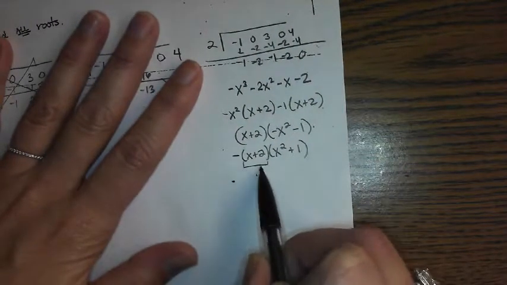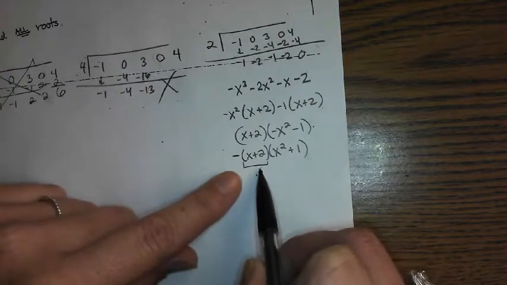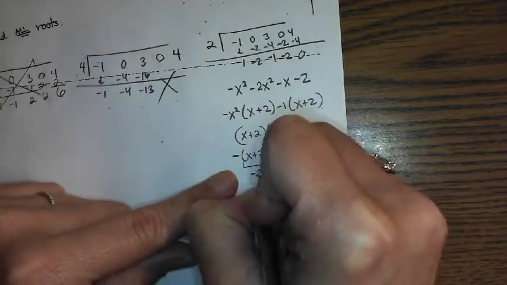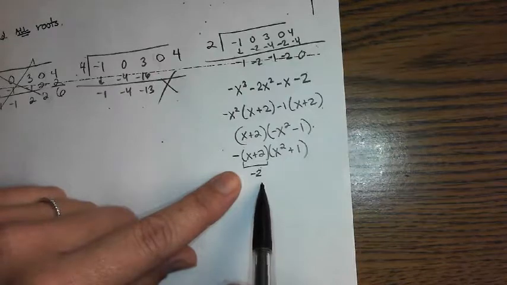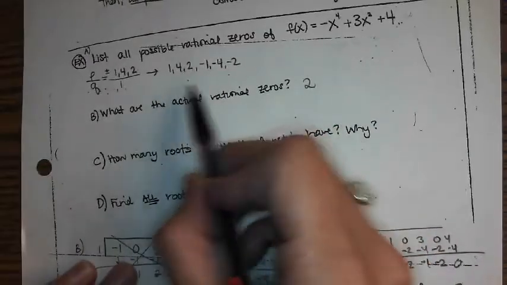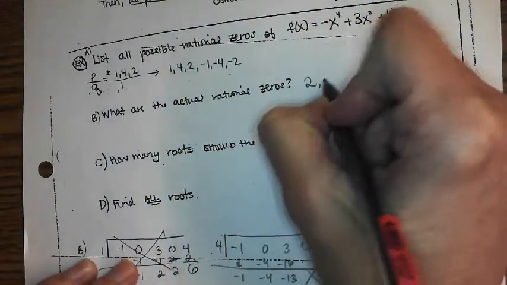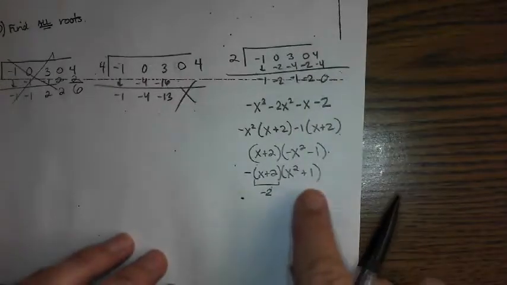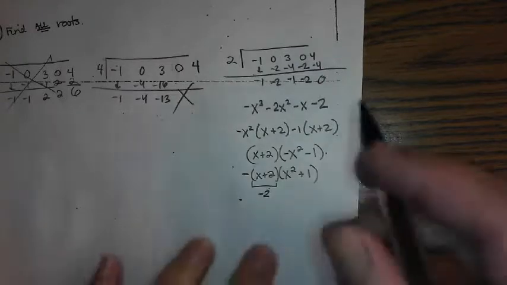So this will provide us a root of what? Negative 2. Is that a rational number, an irrational number, or an imaginary number? That's rational, right? So that should have been on our list, and it is. So 2 is a rational zero, negative 2 is a rational zero. And this other factor is going to give us what as our roots?